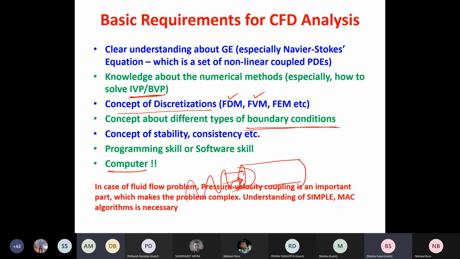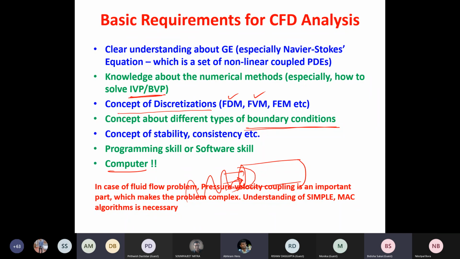Okay. So in case of fluid flow problems, pressure velocity coupling is very important, which makes the problem a little bit complex. In any heat transfer problem, the equations are straightforward. You have a single equation that you need to solve. But whenever fluid flow comes in, the pressure force additionally comes into the picture apart from the velocity component, and this pressure and velocity need to be coupled in each step. And this particular part, for the computation of fluid flow, makes it a little bit difficult to understand.